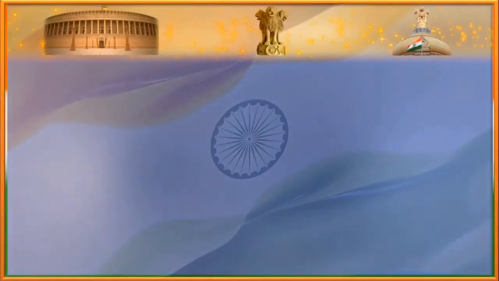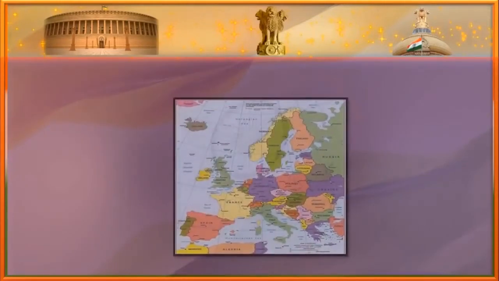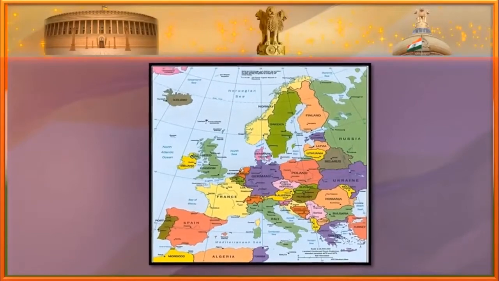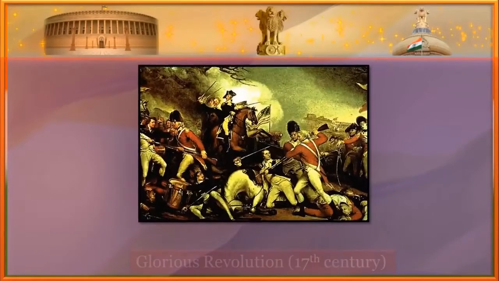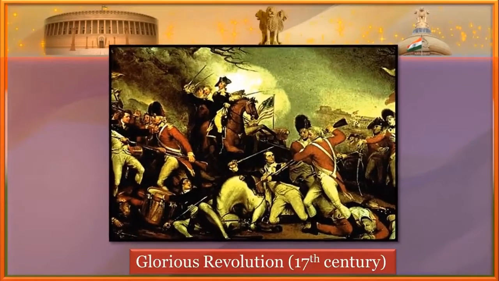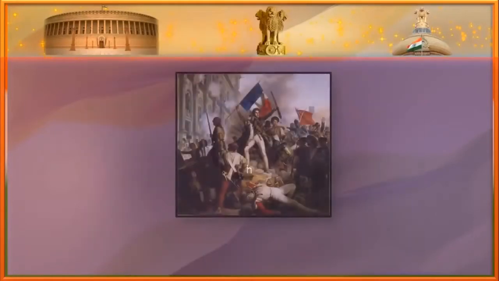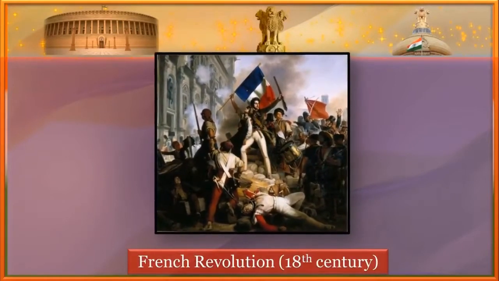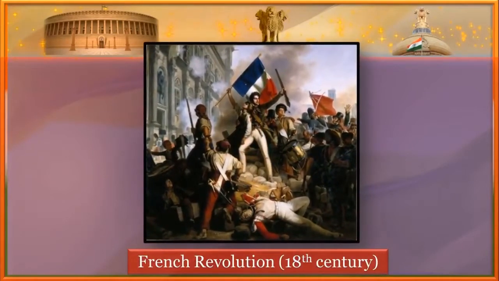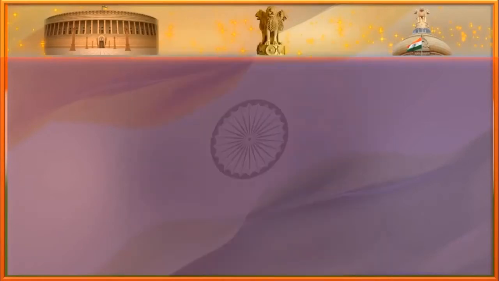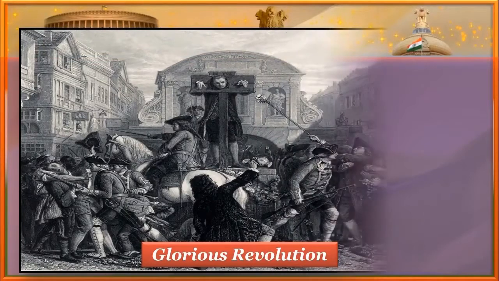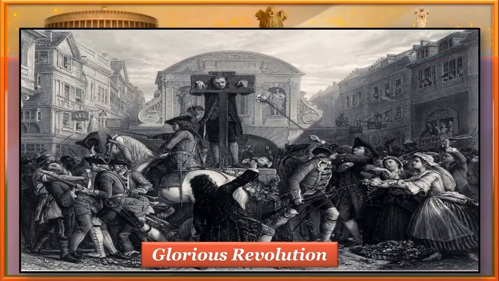Key features in the emergence of democracy in modern societies. The emergence of modern democracy is linked with Europe. The Glorious Revolution of the 17th century in England and the French Revolution of the 18th century in France greatly contributed to its development. The Glorious Revolution laid the foundation of the first democratic principle, the rule of law.